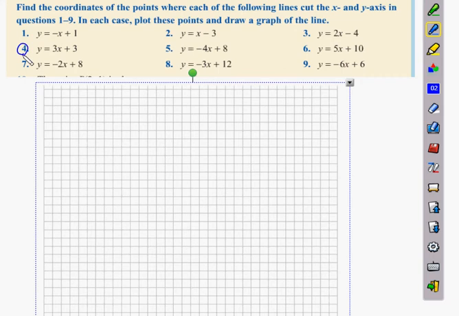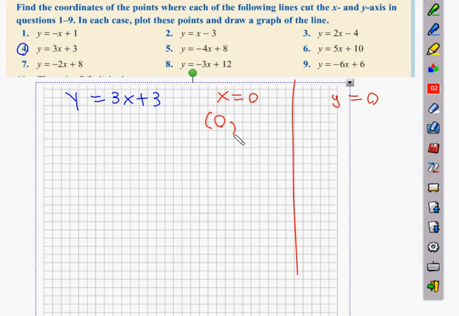Now, in question 4, you have y equals 3x plus 3. You have 2 points you need to find out. There's 2 different parts of this question. The first part is you put x equals 0. The second part of the question is you put y equals 0. Is everybody happy enough with that? 2 parts. Okay? Then, when you put x equals 0, x is the 0 part, and when you put y equals 0, that's 0. So what you have to find out is what goes in here and what goes in here to find your 2 points.